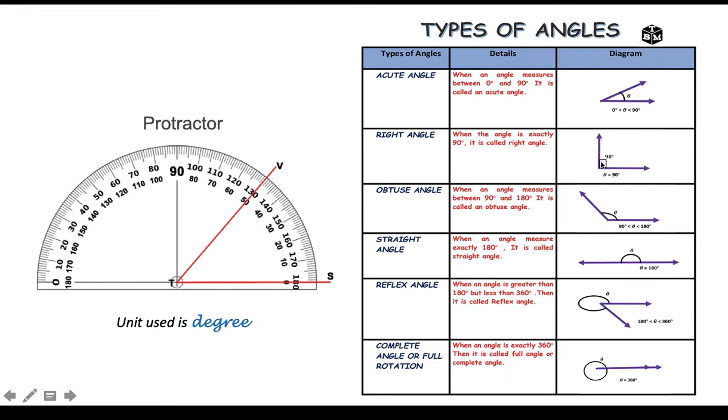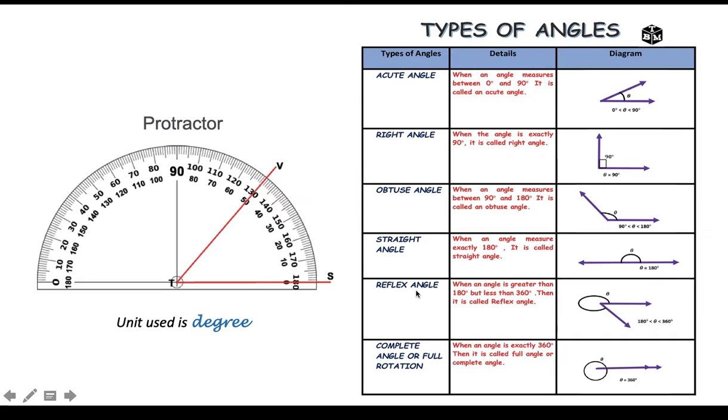When you see this box symbol right here, it signifies that an angle is a right angle and it measures 90 degrees. While an obtuse angle is an angle that measures between 90 degrees and 180 degrees, like the diagram right here. While a straight angle is an angle that measures exactly 180 degrees. Notice that a protractor is exactly 180 degrees. It forms a straight line right here in its base.